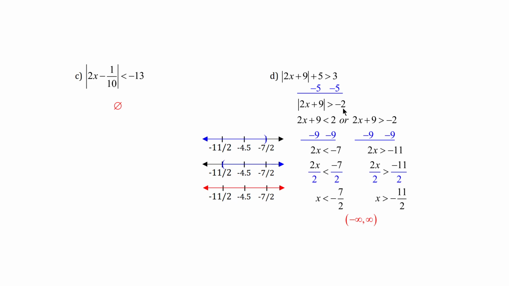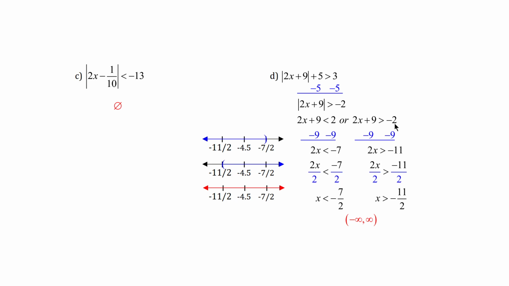From here, if you guys weren't sure what to do, that's okay because the book actually didn't do a good job covering this situation. So I'm going to go over it right now. In this case, you could actually rewrite this as 2x plus 9 less than 2 or 2x plus 9 greater than negative 2.